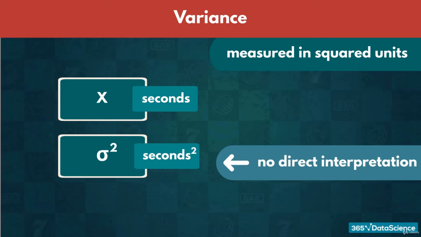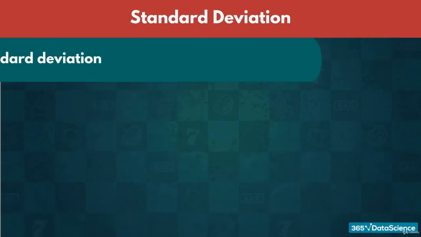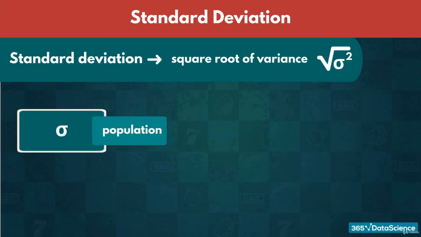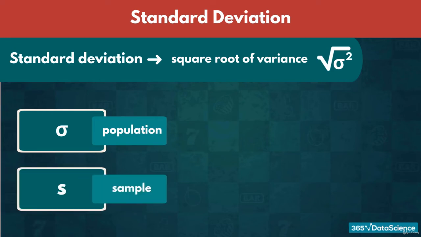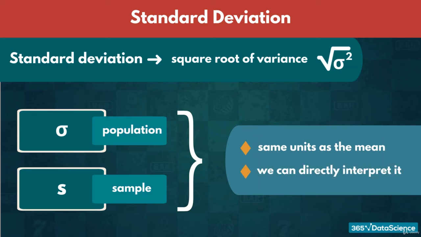To make further sense of variance, we introduce a third characteristic of the distribution, called standard deviation. Standard deviation is simply the positive square root of variance. As you may suspect, we denote it as sigma when dealing with a population and as s when dealing with a sample. Unlike variance, standard deviation is measured in the same units as the mean. Thus, we can directly interpret it and it is often preferable.